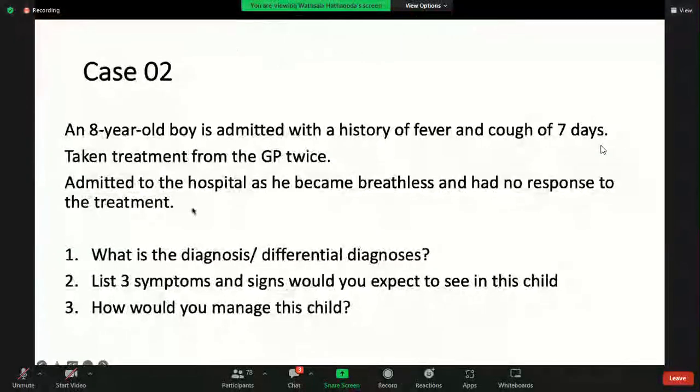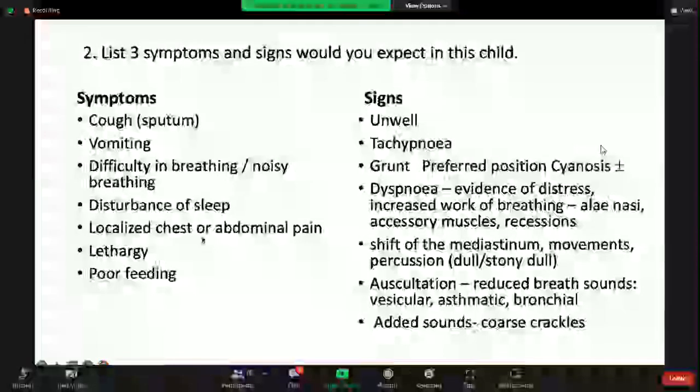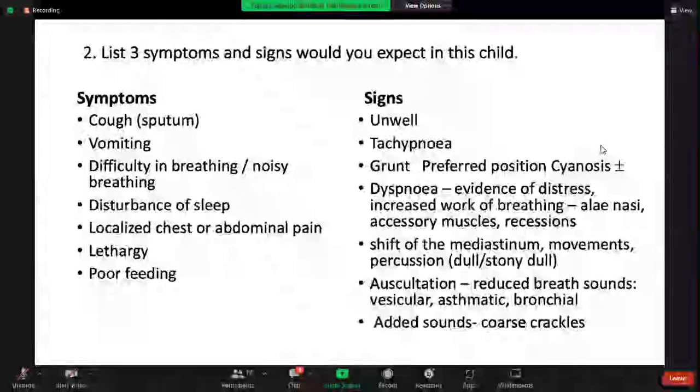So anything in the general examination? Any other signs? Again, you can look for additional sounds like grunting, and in extreme cases, you might see cyanosis. So likewise, you should be able to categorize the symptoms and signs. These you should expect to elicit in your history taking as well.